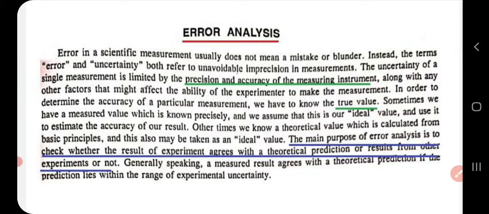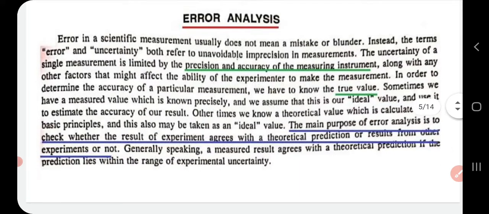So error is unavoidable. In every measurement you will have an error, but this error is not a mistake or blunder. Instead, an error can be treated as an uncertainty or imprecision in the measurement. That is what is described in this paragraph.